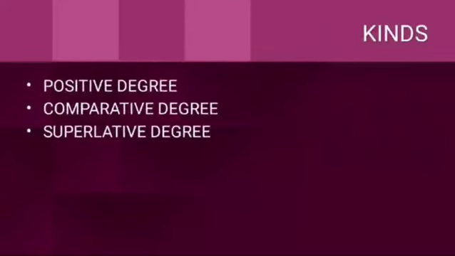There are three main kinds of degrees of comparison: the positive degree, the comparative degree, and the superlative degree. Each type plays a vital role in making comparisons, which I'll explain in detail on the following slides.